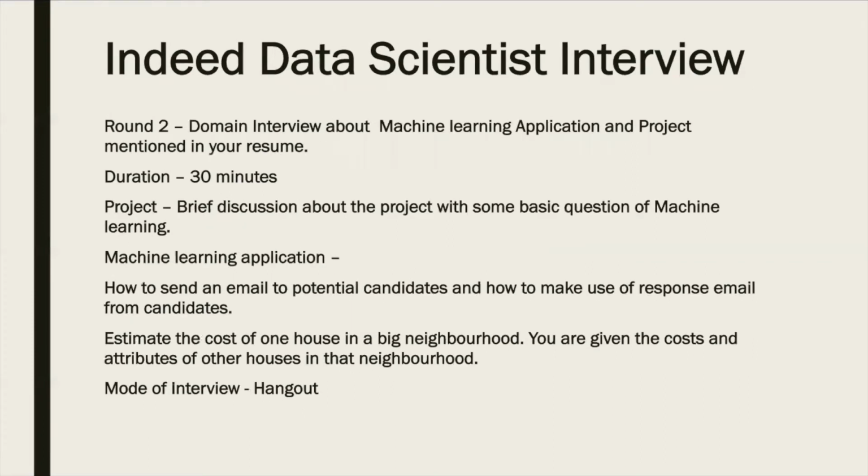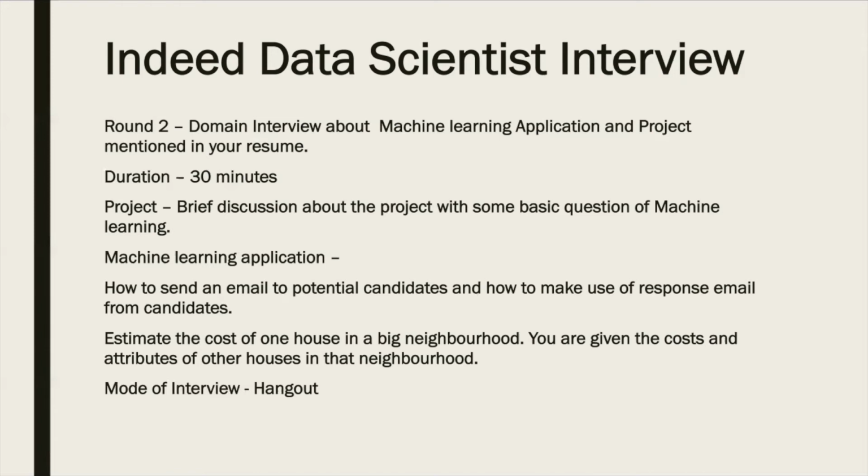After clearing this round, there was another round, which was a domain interview round on machine learning application and the projects mentioned in your resume. This was a short round with a duration of around 30 minutes. In this round, first there was a discussion about the project with some basic questions on machine learning. Then after that they asked about the application of machine learning. I remember one or two questions like how to send an email to potential candidates or how to make use of response emails from the candidates.